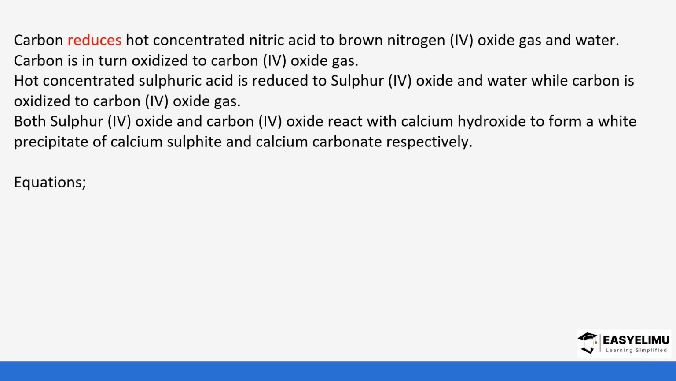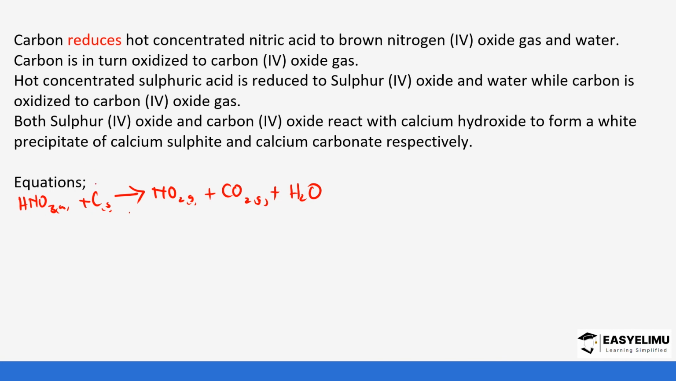As for the equations, you start with the reaction of carbon with nitric acid. So it's going to form nitrogen 4 oxide plus carbon 4 oxide plus water. So we have two hydrogens this side, and one hydrogen this side, and then oxygens, we have 5 this side and 3 this side. So we need to do some balancing.